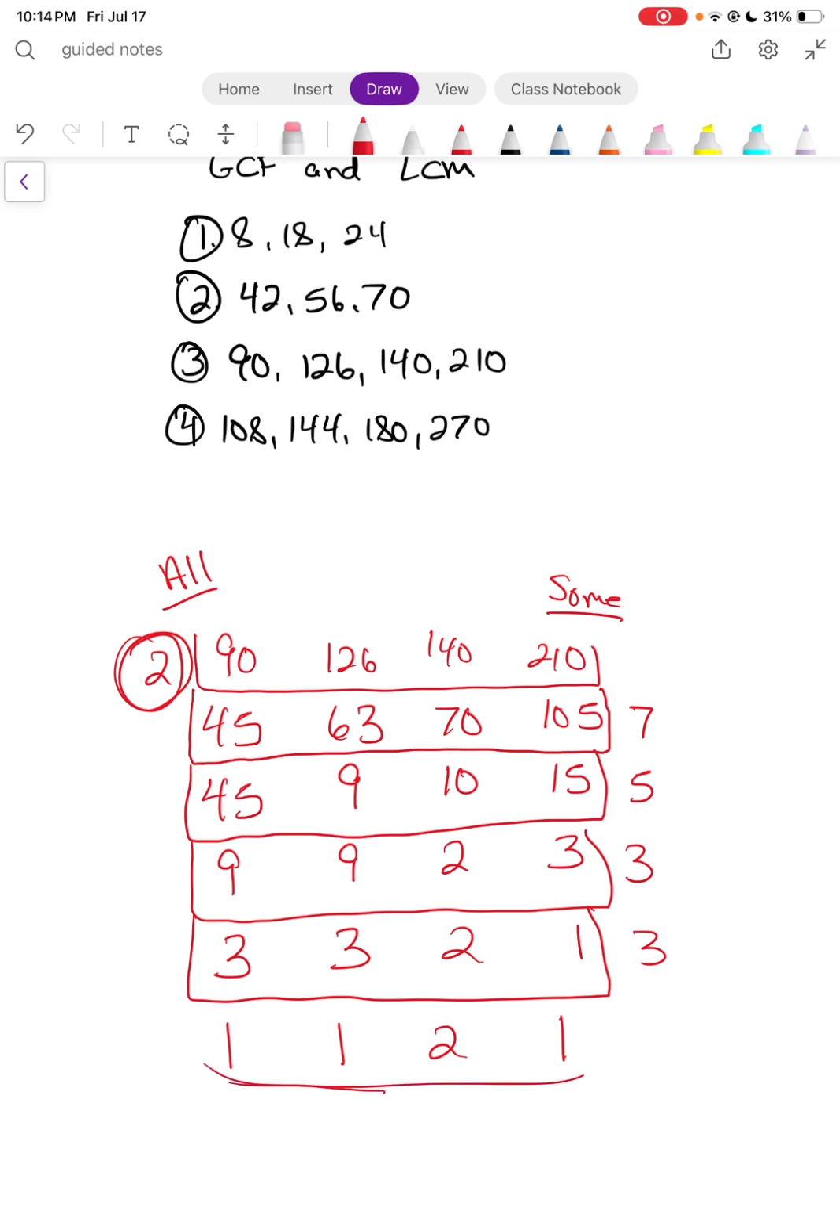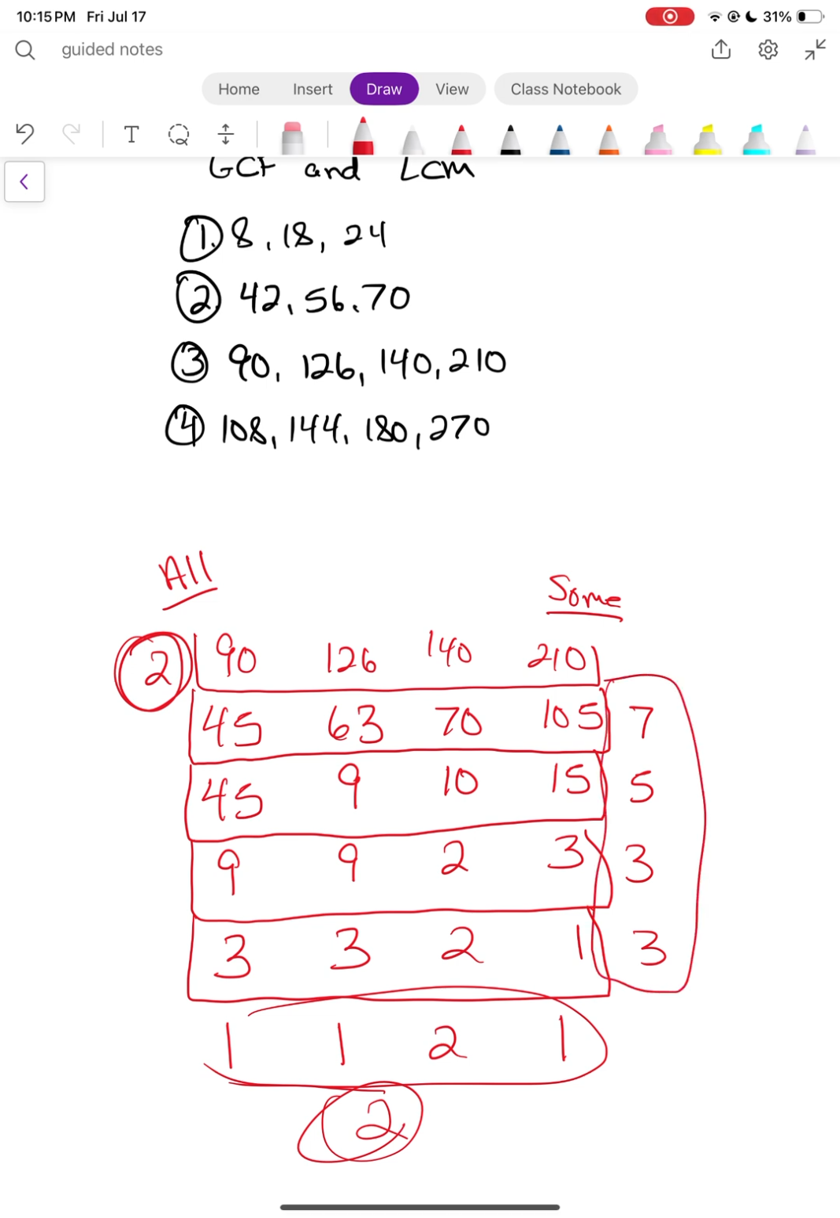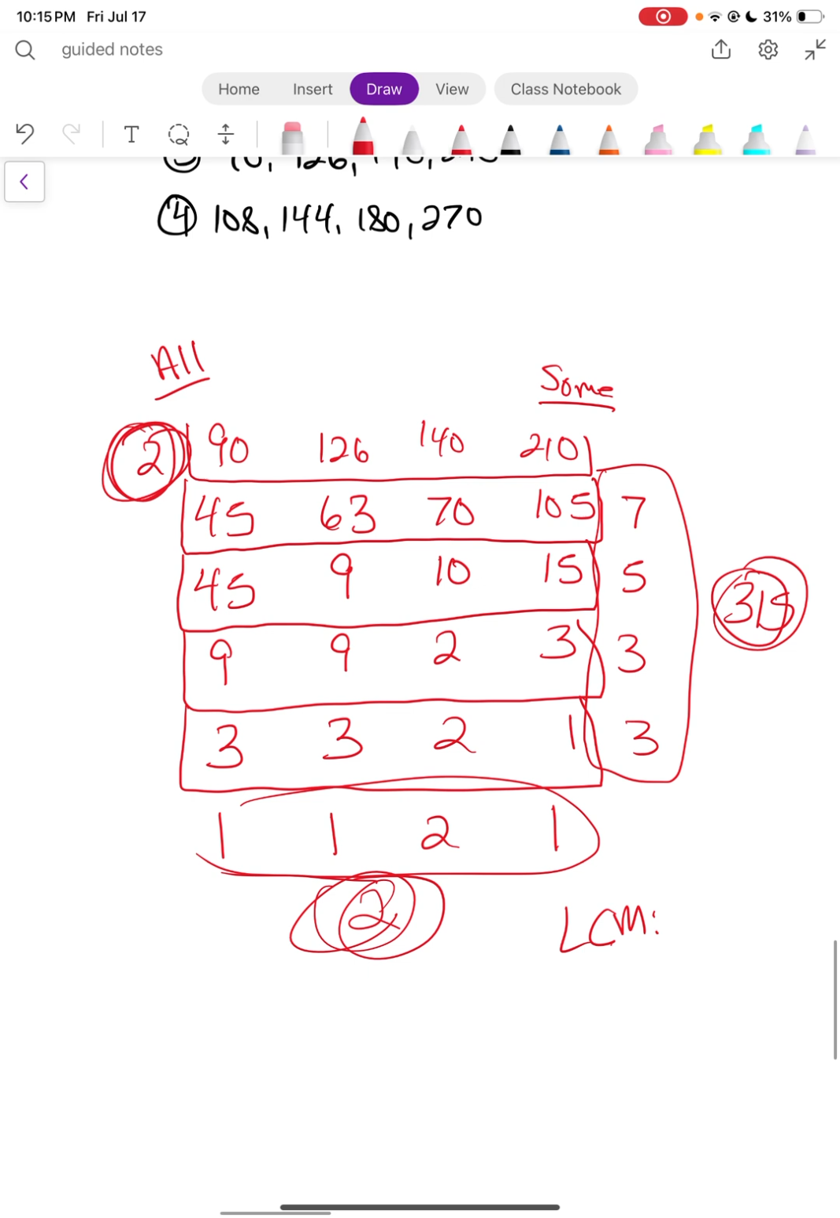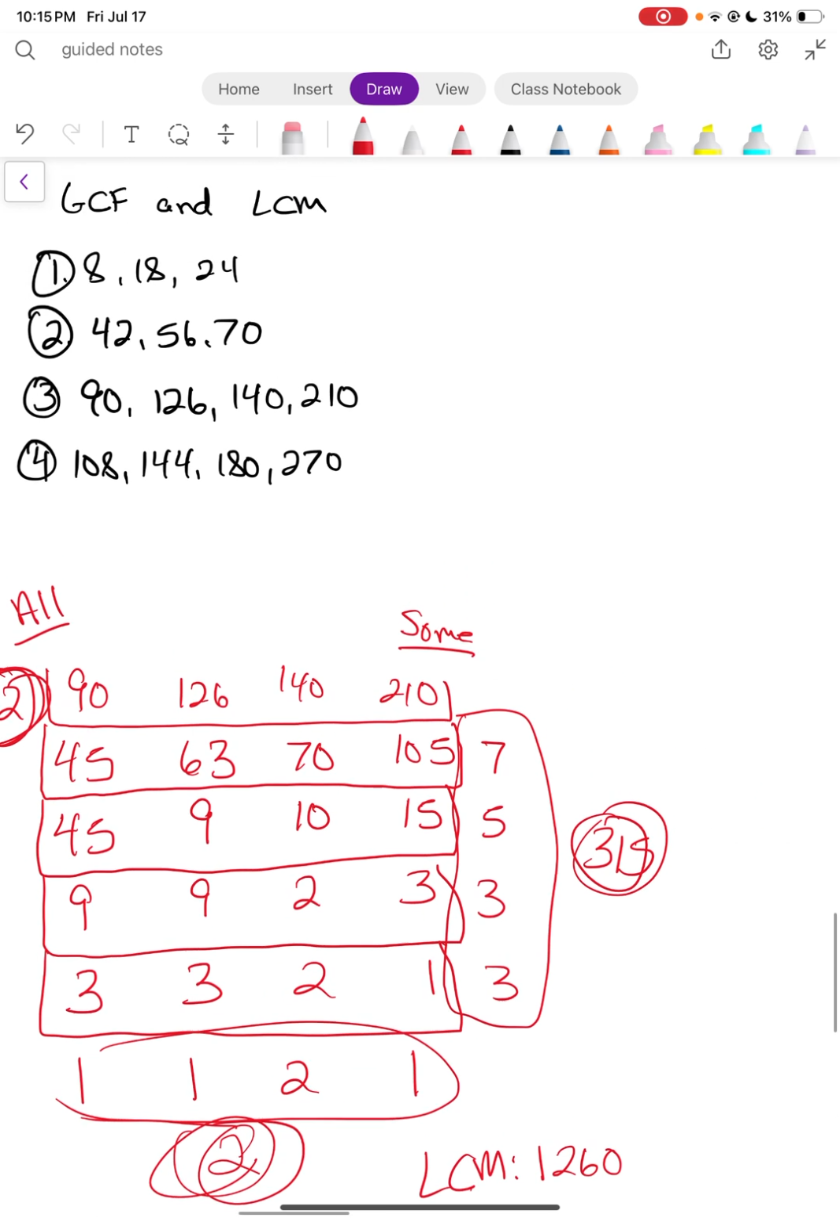These numbers down here multiply to also give you 2. These numbers over here multiply to give you 315. If you multiply 315 times 2 times 2, that gives you a least common multiple of 1,260.